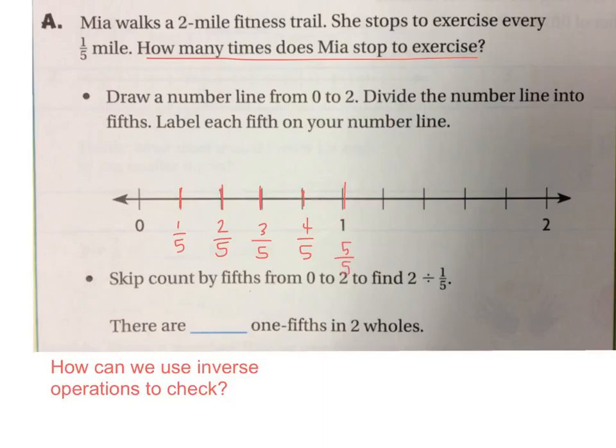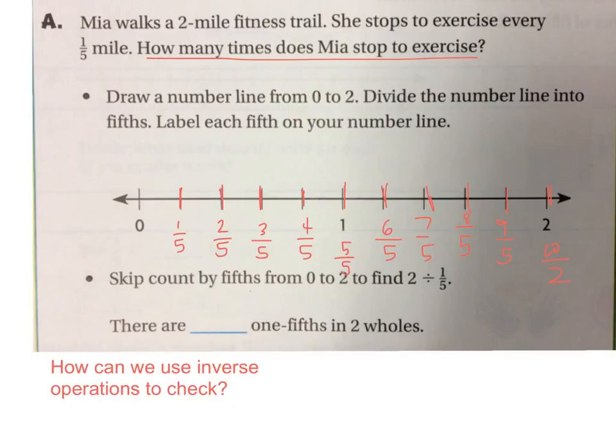Yeah, okay. Over here we have 6/5, which is otherwise known as 1 and what? 1/5. Over here would be 7/5, 8/5, 9/5, and 10/5. Can I simplify 10/5? Yeah, okay. Now, remember the question is asking us how many times does Mia stop to exercise?